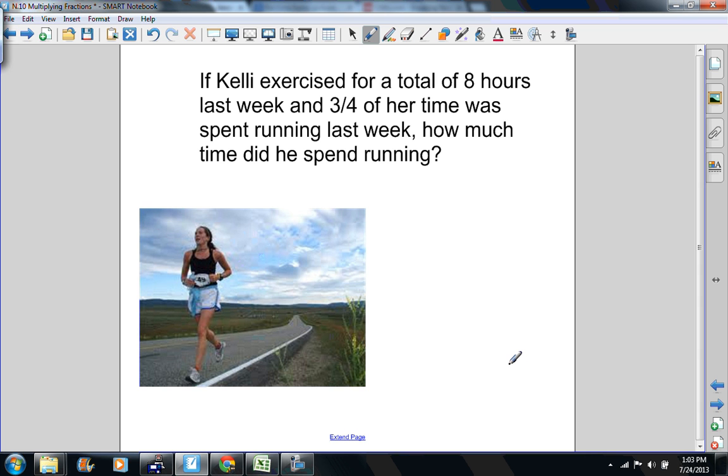Try this one on your own. This one you should end up doing 8 over 1 times 3 over 4, which gives me 24 over 4, which is 6 hours.